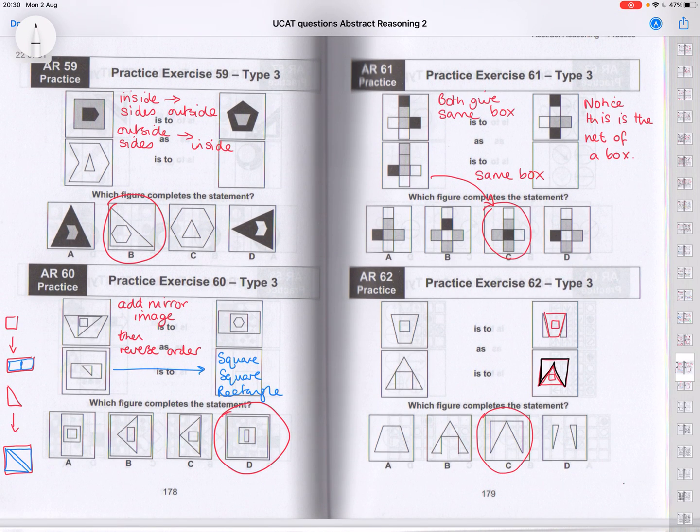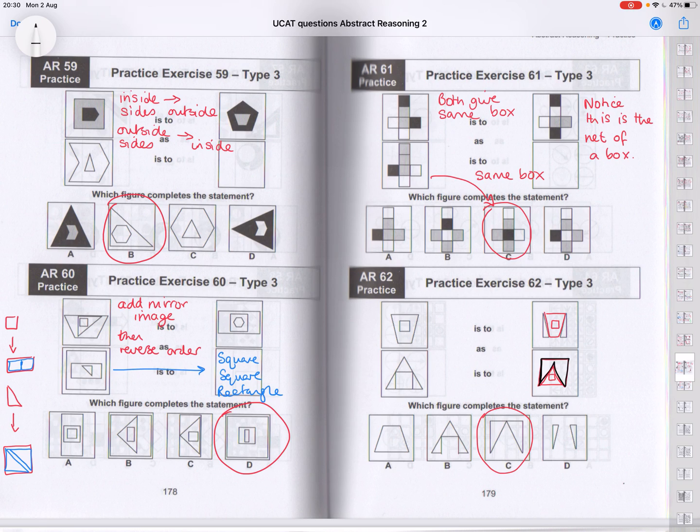So hopefully you have gone away and done some of these questions. I'm just going to run through the answers and give you a couple of hints just in case you have struggled with any of the questions. So for practice exercise 59, the correct answer is B.